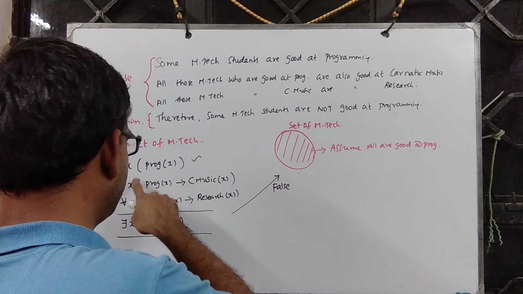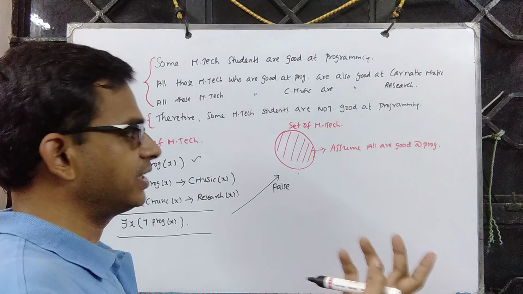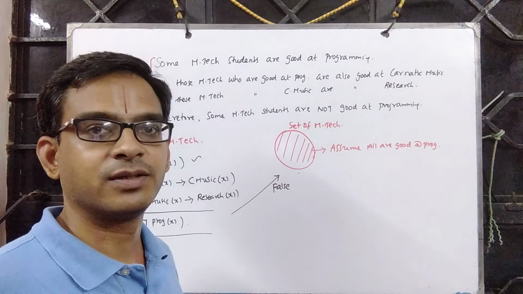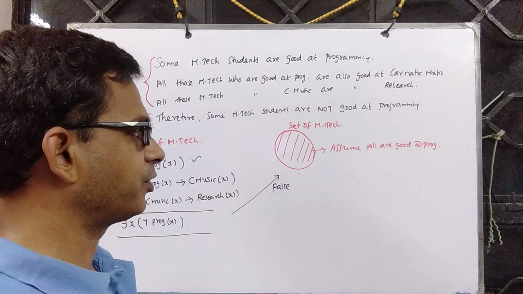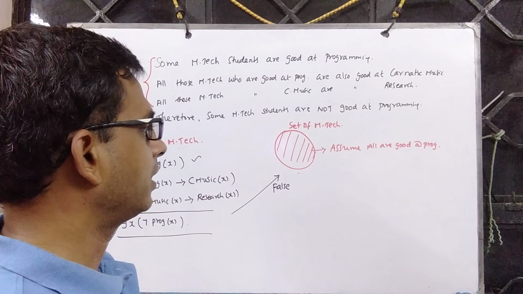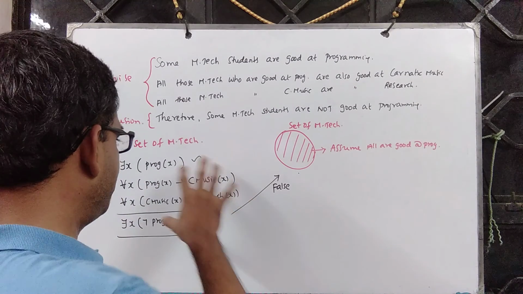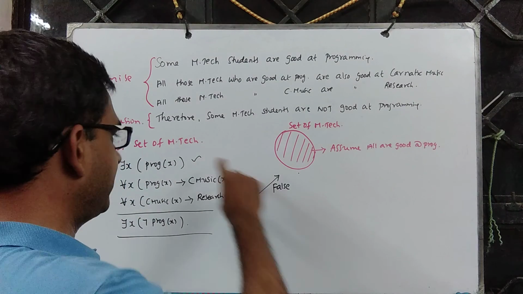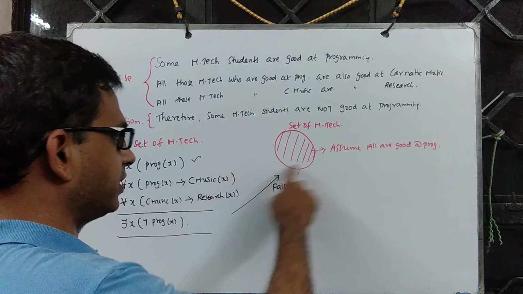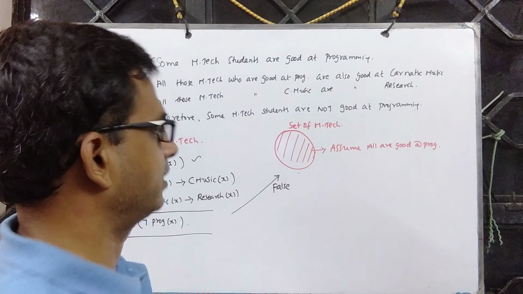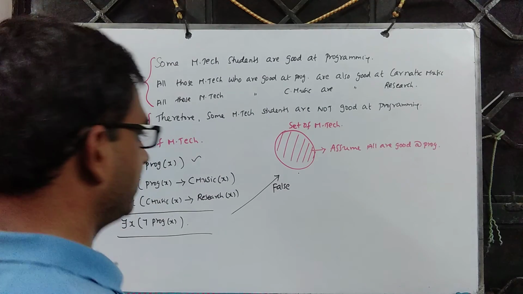Although we say some are good, it may be the case that all are good at programming. If all are good at programming, some are good at programming. Fine. So this picture is captured. The premise is true and the conclusion is false. So here is a counterexample.